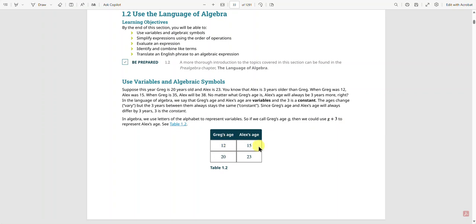And they give us a table here which shows that if Greg's age is 12, so G is 12, then Alex's age is equal to G plus 3, 12 plus 3, which is 15. If Greg's age is 20, G equals 20, then Alex's age equals G plus 3, which is 23. So you can see how we can express the ages of these two men using algebraic symbols.